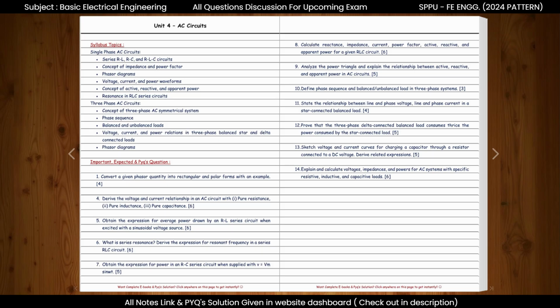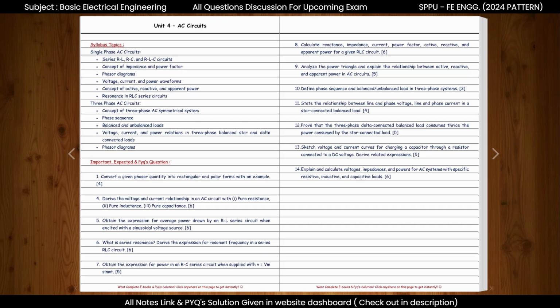Calculate reactance, impedance, current, power factor, active, reactive, and apparent power for a given RLC circuit. In an RLC circuit, the reactance of the inductor is given by XL equals 2 pi FL, and the reactance of the capacitor is given by XC equals 1 over 2 pi FC. The impedance of the circuit is Z equals square root of R squared plus the difference of XL and XC, squared. The current is simply I equals V by Z.